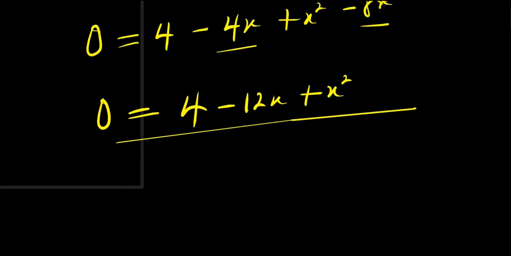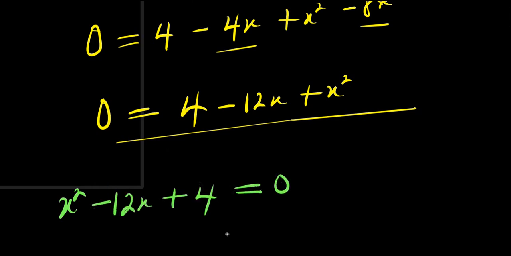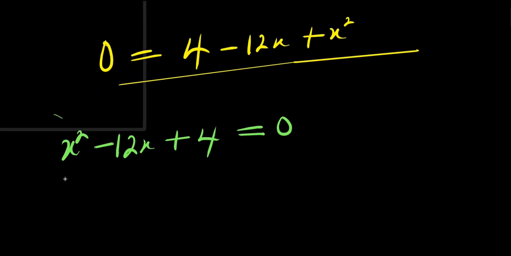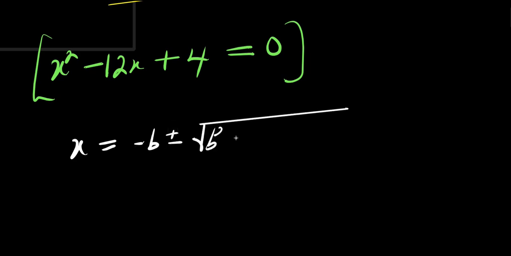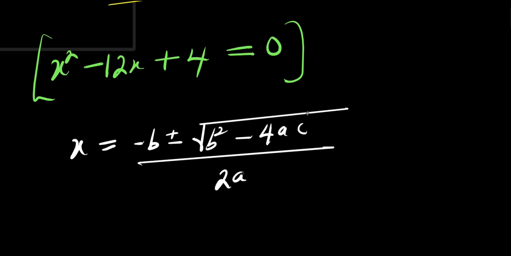So let's rearrange this equation. I have x squared minus 12x plus 4 equals 0. So let's solve this quadratic equation. We can solve this using the formula method. We write the formula with respect to x: x equals negative b plus or minus square root of b squared minus 4ac, divided by 2a.